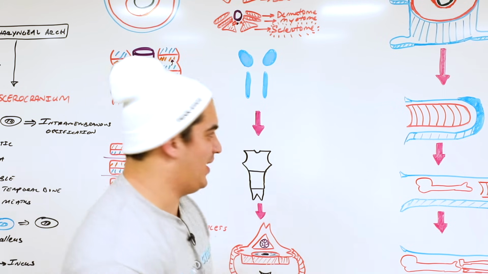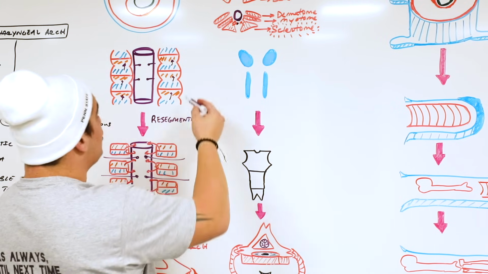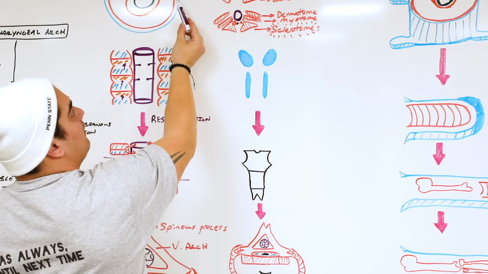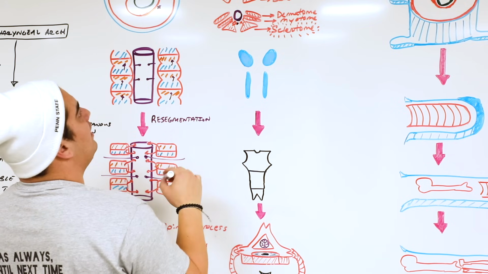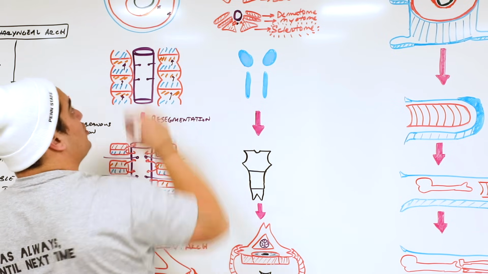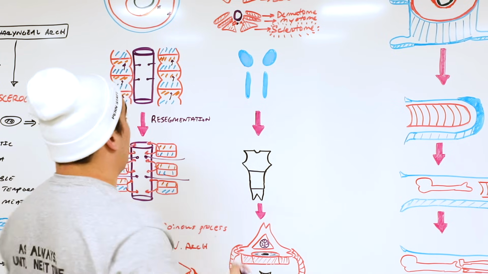This part's a little interesting, so we have to take a quick look back over here. Remember we had this lateral plate mesoderm? Remember we had two components of it. One here, I'm going to asterisk that part, is the splanchnic layer of the lateral plate mesoderm. And then this portion here was the somatic layer of the lateral plate mesoderm.